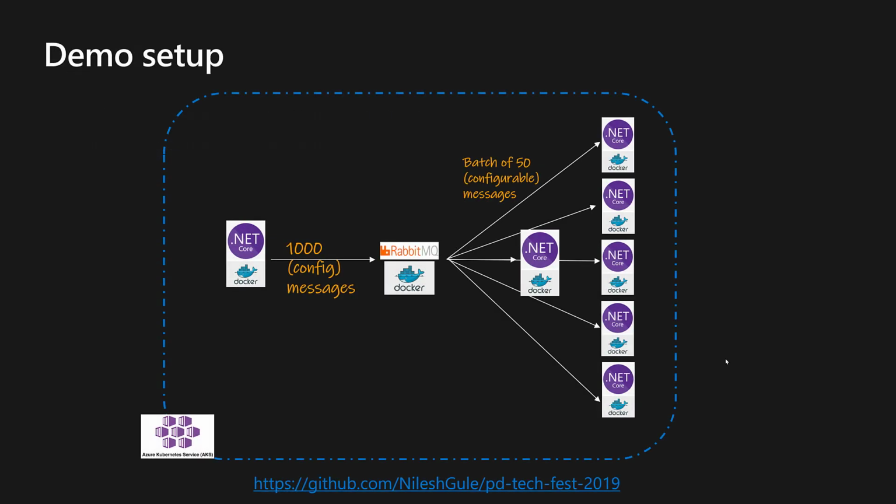For the demo, I will use the setup which I used previously for my Kubernetes-based event-driven auto-scaling series, KEDA. This demo deploys onto a Kubernetes cluster a producer, a .NET exe, which produces a configured number of messages onto a RabbitMQ, and there is a consumer which consumes these messages in a batch of 50, which is again configurable, and then it scales the consumers based on the number of messages in the RabbitMQ.